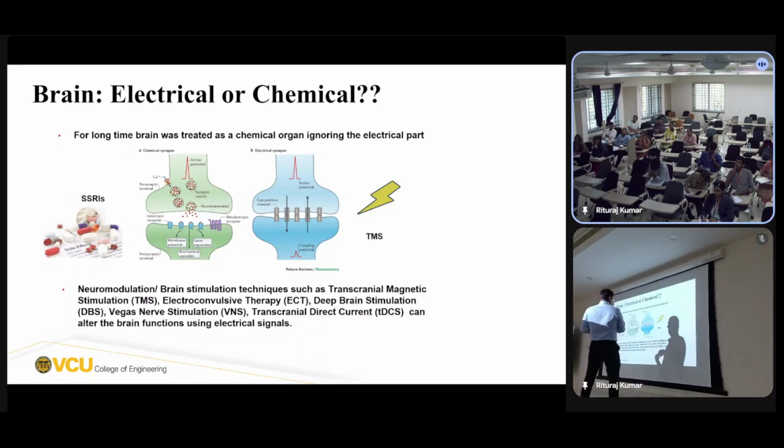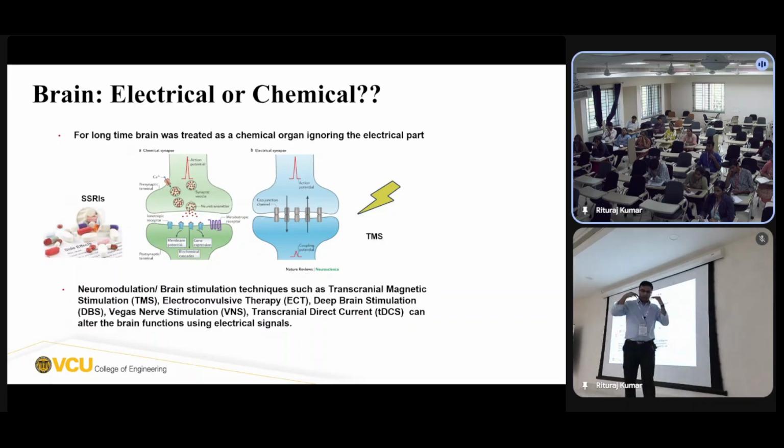So these are the drugs that block the reuptake of neurotransmitters, which actually affects the firing pattern so that your neurons fire more. Okay, so that is used for depression.